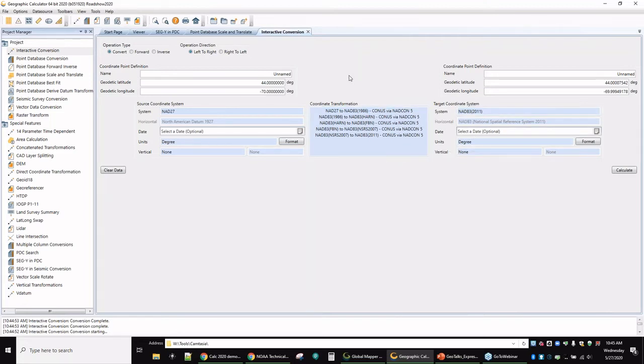All right, so Scott, I think you're going to tell us a little bit about some new LiDAR conversions that we've enabled.